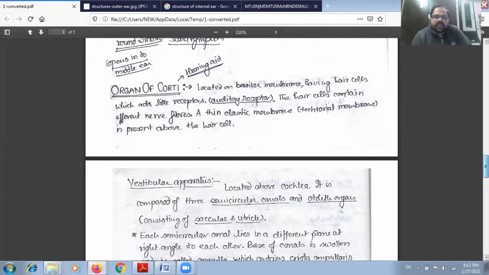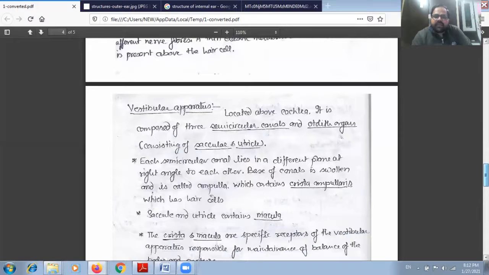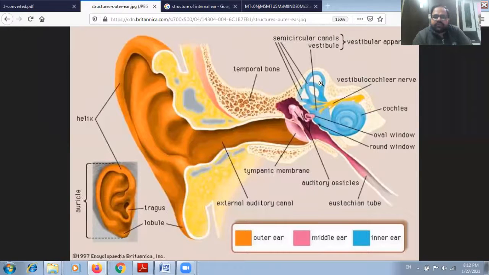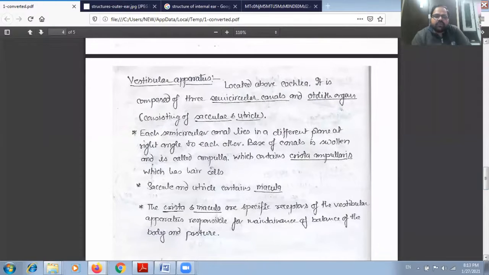Now we will talk about the vestibular apparatus. As we can see in this structure, the utriculi, saculi, and these semicircular canals are specially involved in balancing. The vestibular apparatus is located above the cochlea. We have already talked much about the cochlea, so above the cochlea there is the vestibular apparatus.